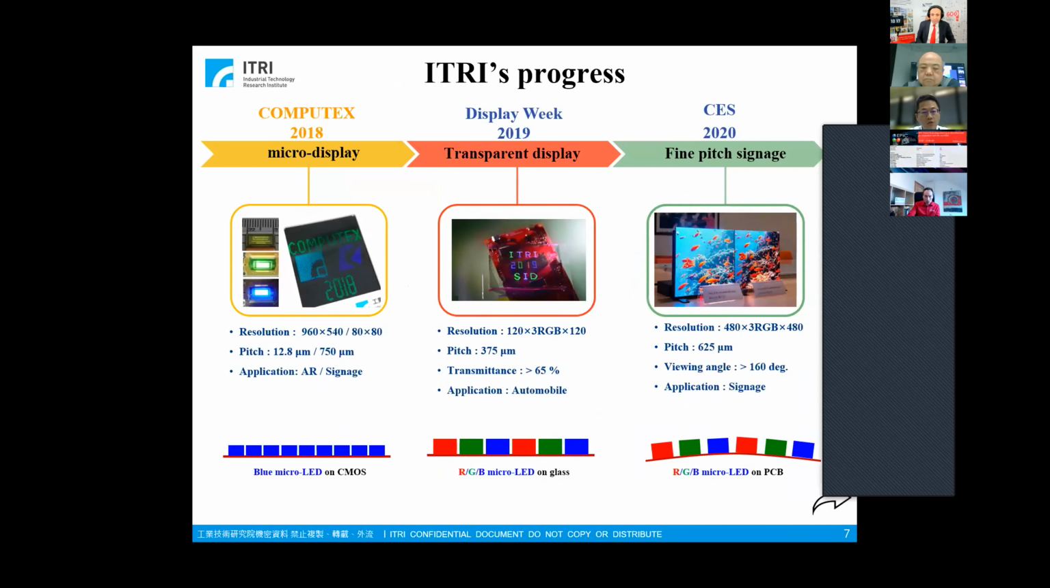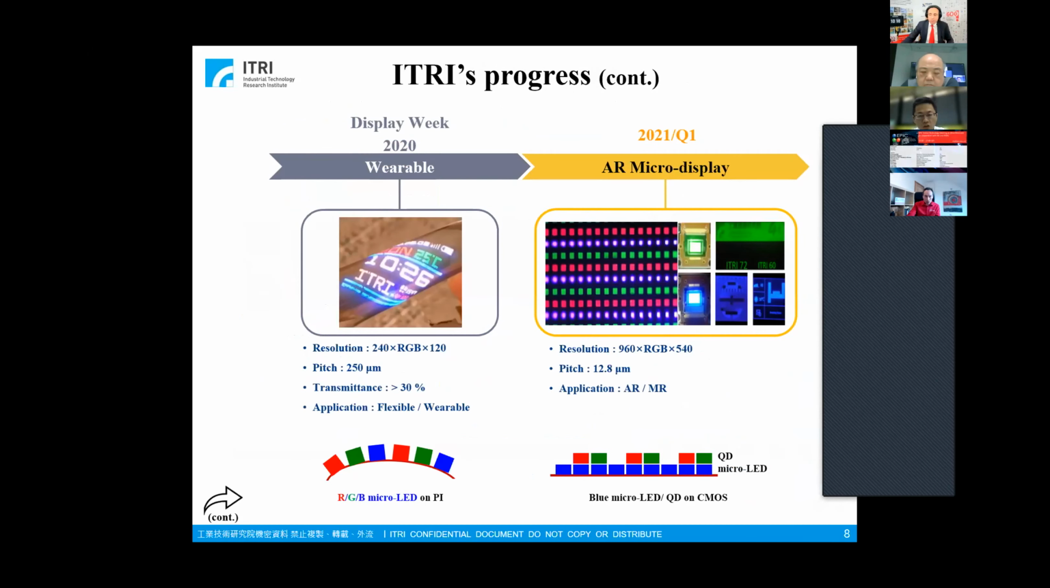So far, using the chip and the mass transfer platforms, we have demonstrated a transparent display with over 65% transmittance by mass transferring RGB micro LEDs onto a glass substrate, and micro LED on PCB for PID, digital signage, or indoor applications. A flexible waveform display and the AR micro LED display with very high PPI are what we are working on.